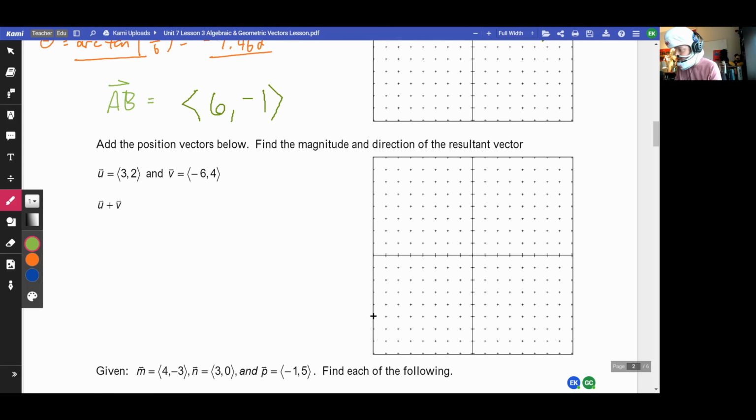So we have 3, 2, 1, 2, 3, 1, 2. That is this vector. We have the vector -6, 4, 1, 2, 3, 4, 5, 6, 1, 2, 3, 4. We have these 2 vectors, and we want to add them. How do we add vectors again? You said tip to tail or something?